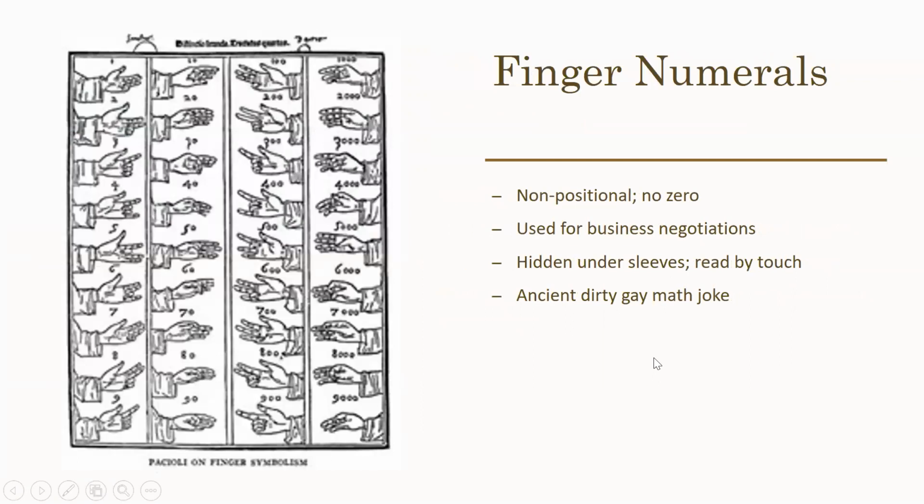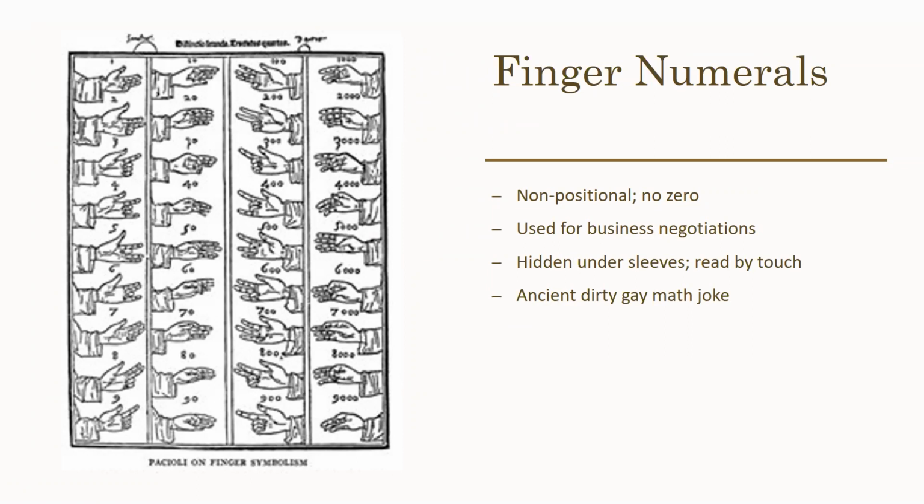So finger numerals were used a lot to overcome language barriers because words for numbers are different in different languages. Finger numerals were kind of used for trade. And you could also hide them under sleeves and read them by touch. So you and the other guy could put your hands like this and do finger numerals to negotiate the offer, and then no one could see what price you had agreed on.